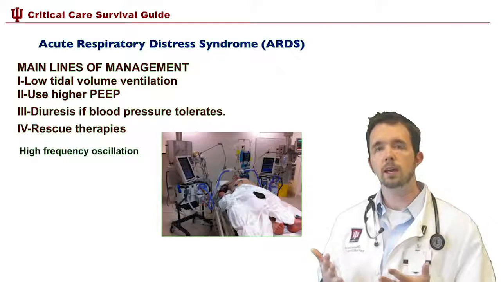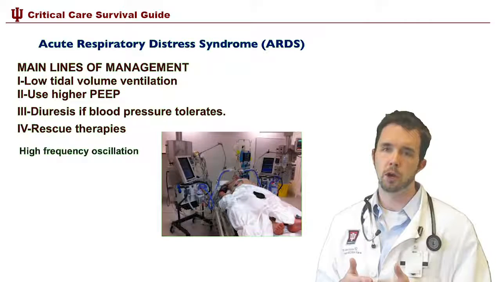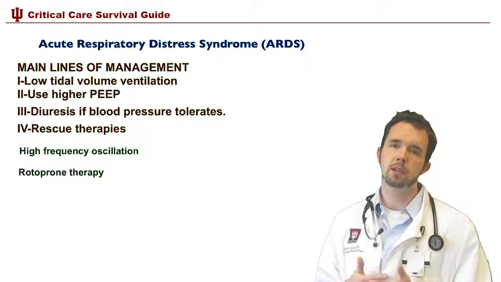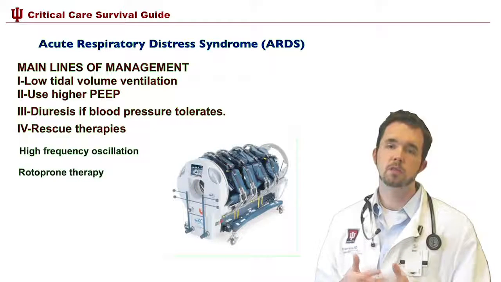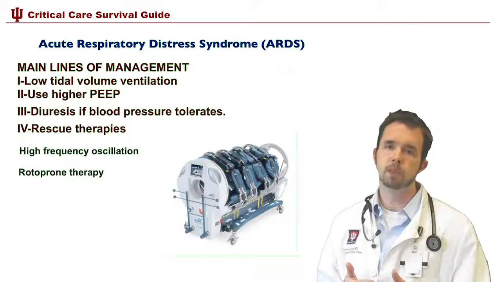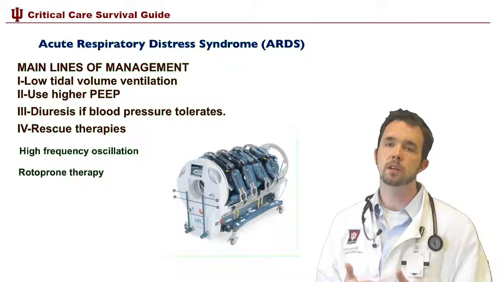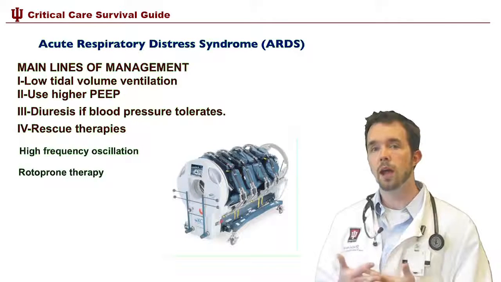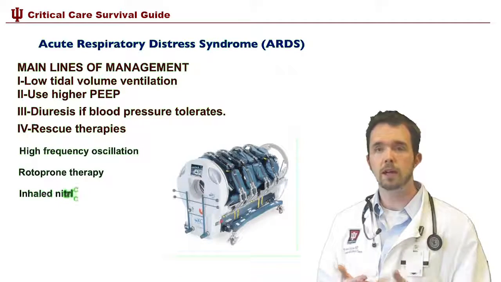Additionally, at Wishart and the other hospitals, we have rotoprone therapy. A rotoprone is a special type of bed that turns the patient onto their stomachs. This works to achieve better VQ matching and improve oxygenation. At Methodist Hospital, we have inhaled nitric oxide. That improves blood flow to the oxygenated alveoli.